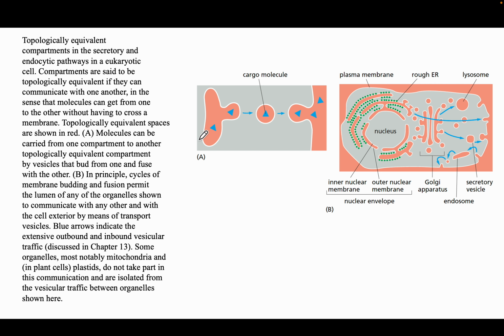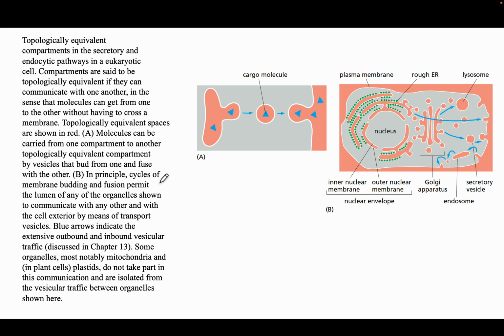Topologically equivalent spaces are shown in red. So these are topologically equivalent spaces. In figure A, you can see molecules can be carried from one compartment to another topologically equivalent compartment by vesicles. So this is a vesicle, this is also a topologically equivalent compartment. A vesicle gets budded out from this compartment and then gets budded into another compartment, so it buds from one and fuses with the other.